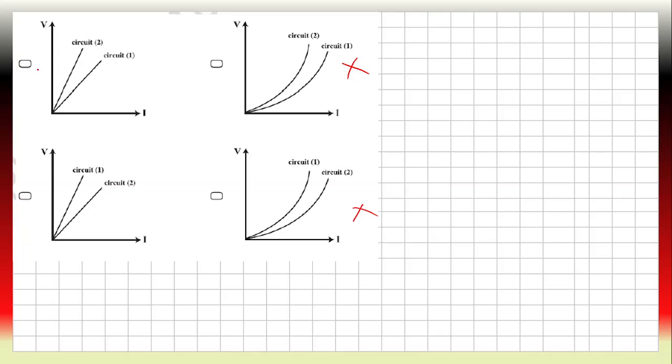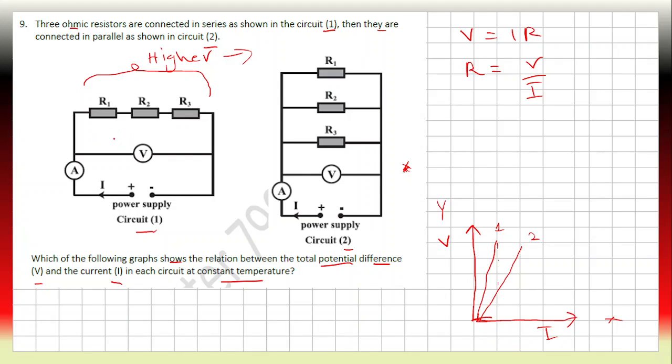So if you look at what we have in this first one, this is circuit 2 and this is 1. So the steeper the line in this case, the higher the resistance. So in the first case here, circuit 2 is much steeper than circuit 1. So that's not true because the resistance of circuit 1 is supposed to be more than what we have for circuit 2. For a larger flow of the potential difference that is supplied, we should have a smaller flow of current.